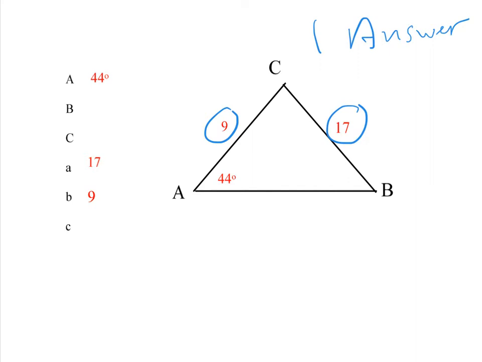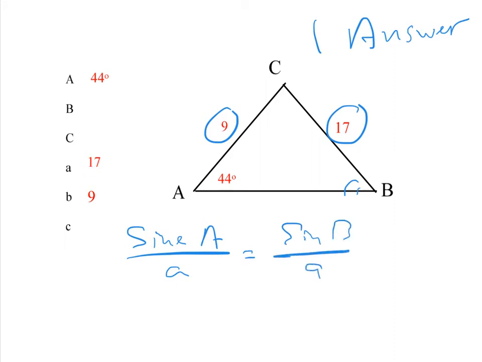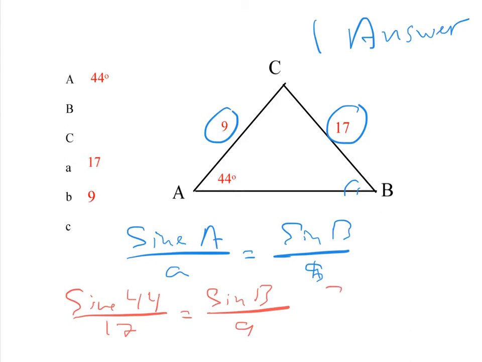I'm going to write here sine of big A over little a is equal to, let's find angle B, sine of angle B over 9. Okay, I'm sorry, that's little b. So if I switch colors here, I've got the sine of A, which is 44, over little a, which is 17, is equal to the sine of B, which is what I'm looking for now, over 9. Go ahead and cross multiply, and solve that for sine B.